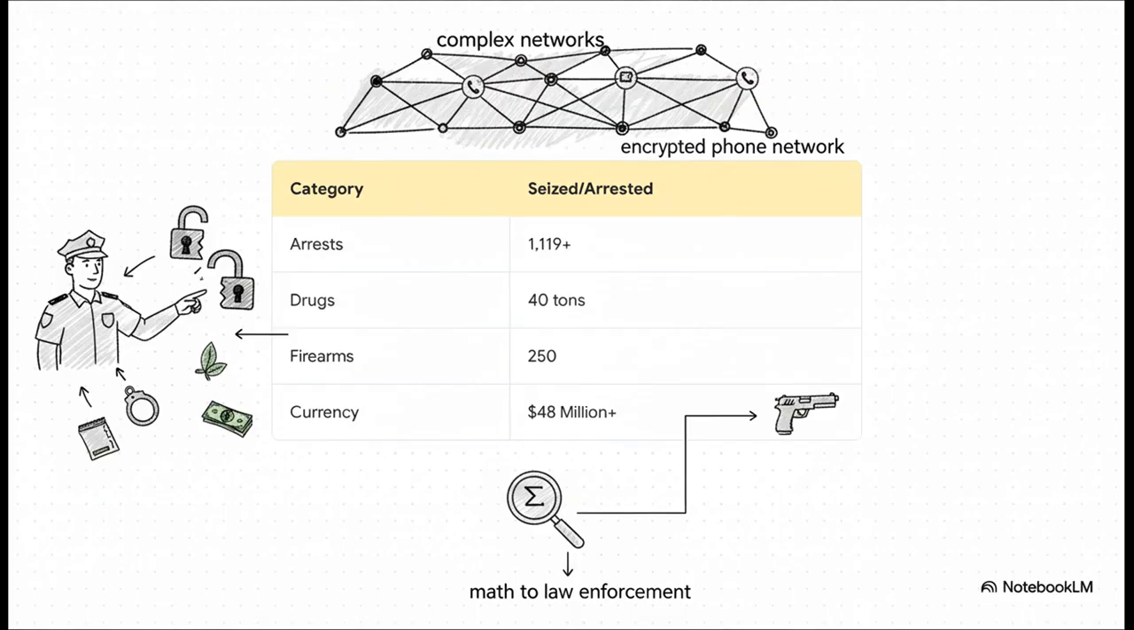Take Operation Trojan Shield, a massive FBI-led sting. By analyzing the network data from an encrypted phone service they secretly controlled, they were able to get this: over 1,000 arrests, 40 tons of drugs, and more than $48 million seized. That is the real-world power of applying math to networks.